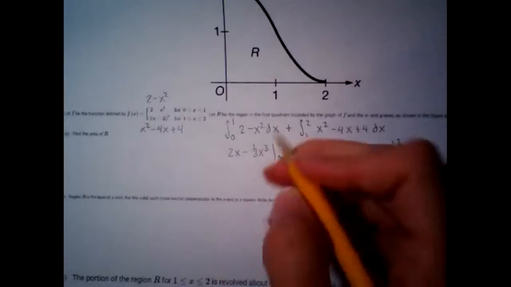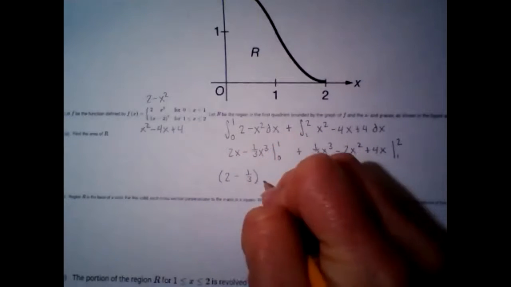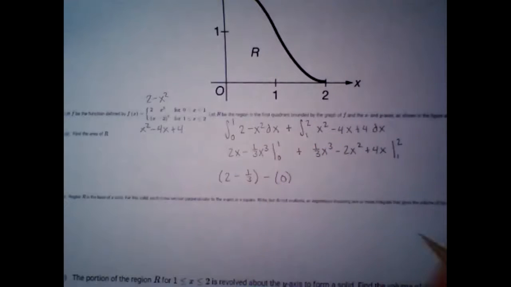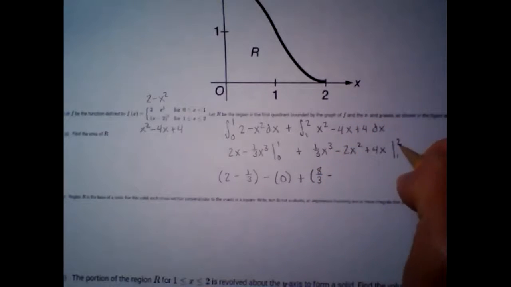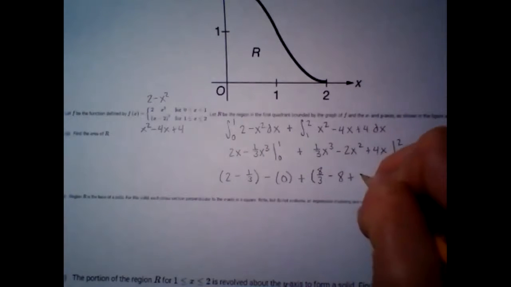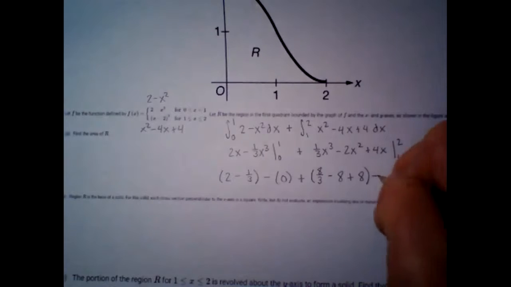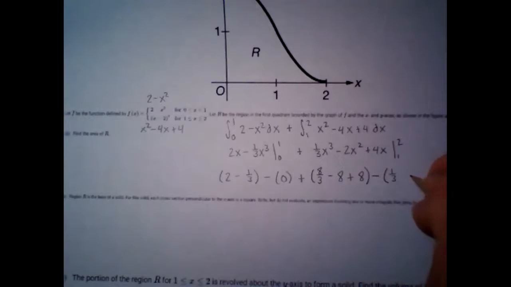This one, if you plug in 1, you're going to get 2 minus 1/3. And then it would be minus nothing. You could put minus 0 if you want or not. Plugging in 0 for all those x's is just going to give you 0. All right, plus, and then we're going to do upper boundary. 2 cubed is 8, so this will be 8/3 minus 2 squared is 4, double that is 8. And then 2 times 4 is 8. And then minus lower boundary, plugging in the 1 would give us 1/3 minus 2 plus 4.